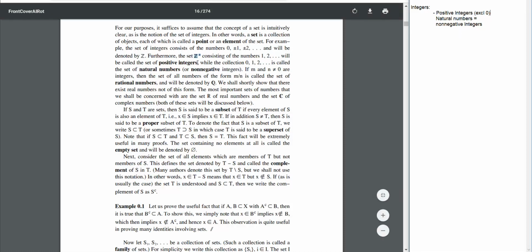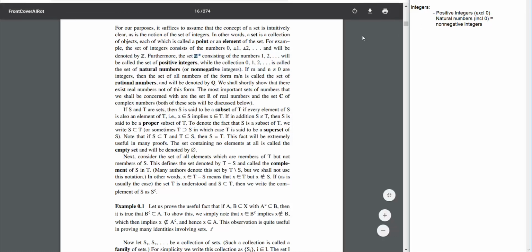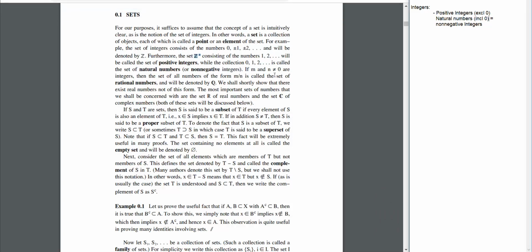Okay, so the collection 0, 1, 2 is called natural numbers, non-negative numbers. This includes the number 0, which is the natural numbers, basically the same terminology. If m and n does not equal 0 are integers, then the set of all numbers of the form m/n is called the set of rational numbers.